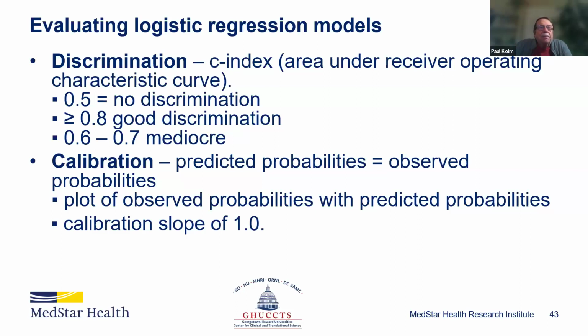And then the other statistic that we want to calculate is the calibration index. Basically this is giving us an idea of where the predicted probabilities from our regression model are equal to the observed probabilities. The way this is usually presented is a plot of observed probabilities with predicted probabilities. Obviously, if the prediction is perfect, then we're going to get a slope of 1 in our plot.